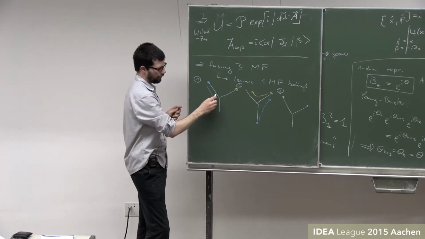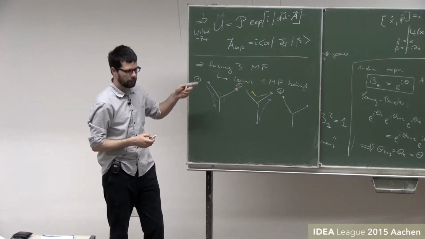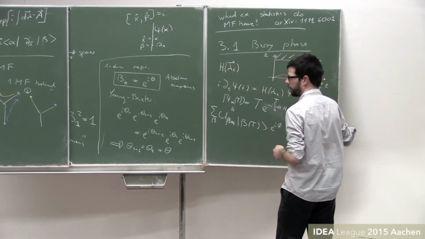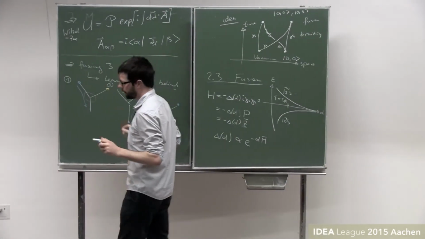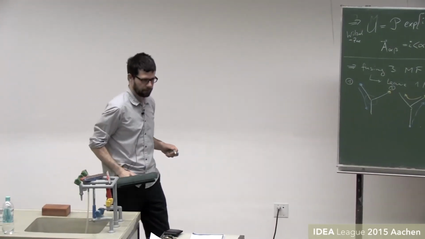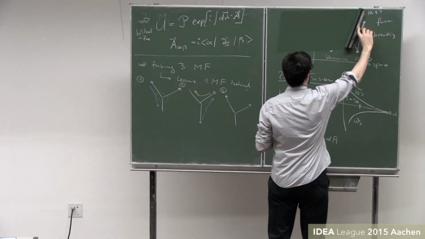So the question is how to make this kind of junction here. And that's where I need to have this idea that fusing 3 Majorana fermions actually leaves a Majorana fermion behind. Okay, trust me on that. It will be very easy to prove, and there should be something left over for you to do.